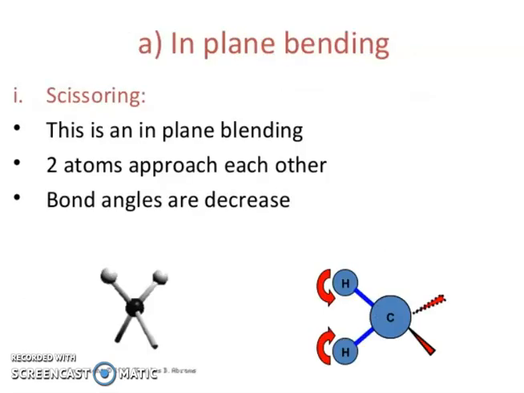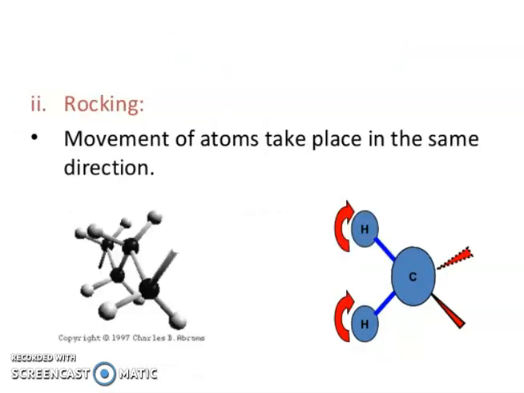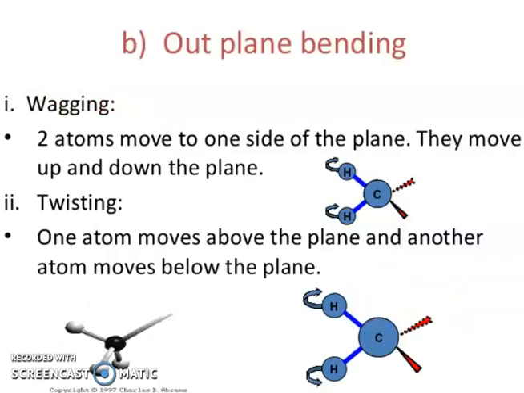In plane bending, scissoring: two atoms approach each other and the bond angle is decreased. In rocking, movement of atoms takes place in the same direction. You can see here out of plane bending, again wagging and twisting. In wagging, two atoms move to one side of the plane, they move up and down the plane. And in twisting, one atom moves above the plane and another atom moves below the plane.